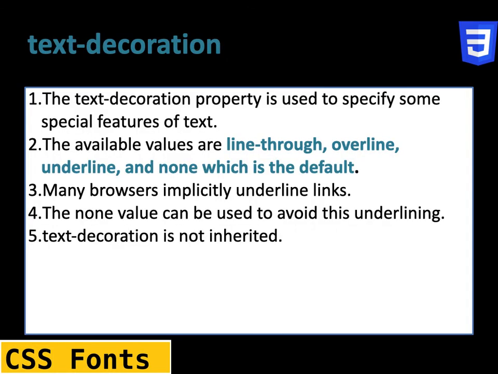Now comes text-decoration. The text-decoration property is used to specify some special features of text. The available values are line-through, overline, underline, and none. None is the default one, without any text decoration. That is the default value, so there will not be any line-through or overline or underline. Many browsers implicitly underline links. Underline is given for links normally by almost all the browsers. The none value can be used to avoid this underlining.